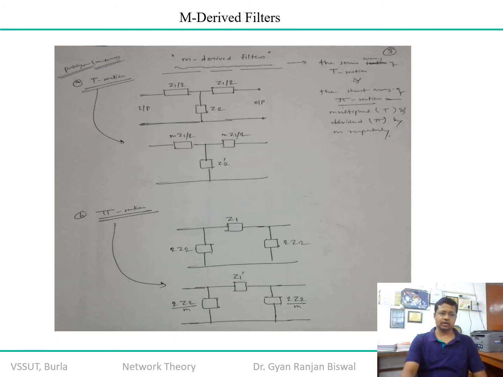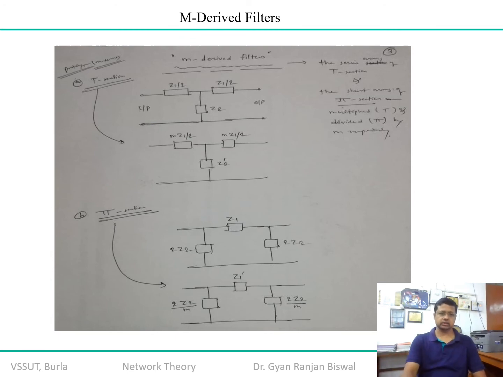It is called the M-derived filter, right? Let's see one by one, as far as the T filter design is concerned. Let's say this is the T structure design of the theoretical circuit. In that case, as far as the M-derived filter is concerned, the series arm of the T-structure design is the multiple of M. So now, rather than Z1 by 2, it will be M Z1 by 2. If Z1 is equal to L1, so earlier it was L1 by 2, now it is M times L1. Understood? If Z2 is equal to C, now this Z2 is the derivative, remember it is mentioned Z2 dash, the derivative of Z2 by M. That is why it is called the M-derived filter.